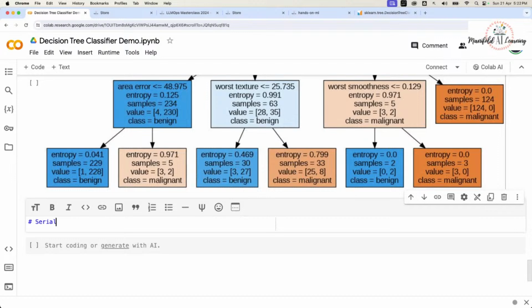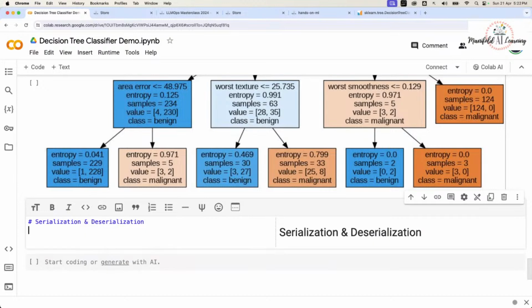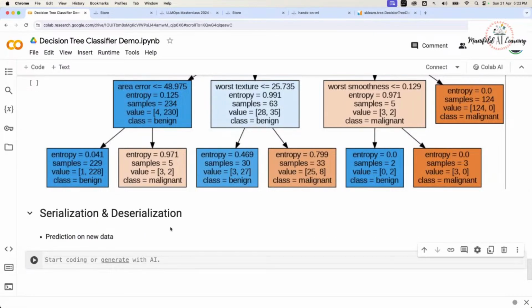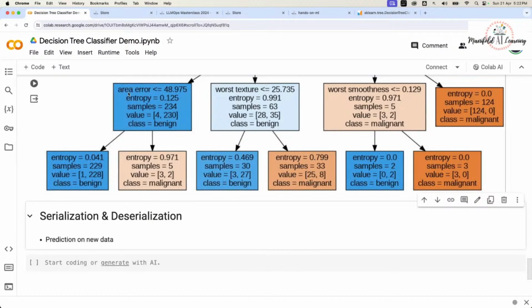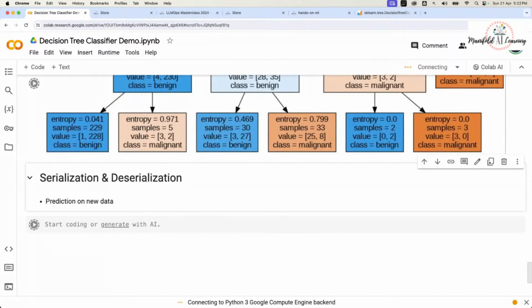To understand this, there are a few things you need to understand. One is serialization and deserialization. That's an important concept. And apart from that, you need to know how to generate the prediction on new data. So these are the two things you need to remember. Let's understand the concept of serialization and deserialization. But before we go there, I see another question from Shripad.